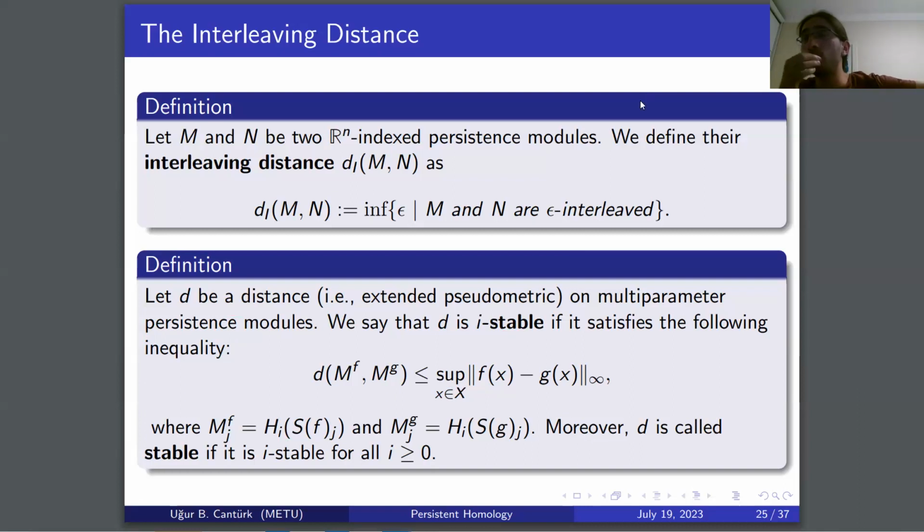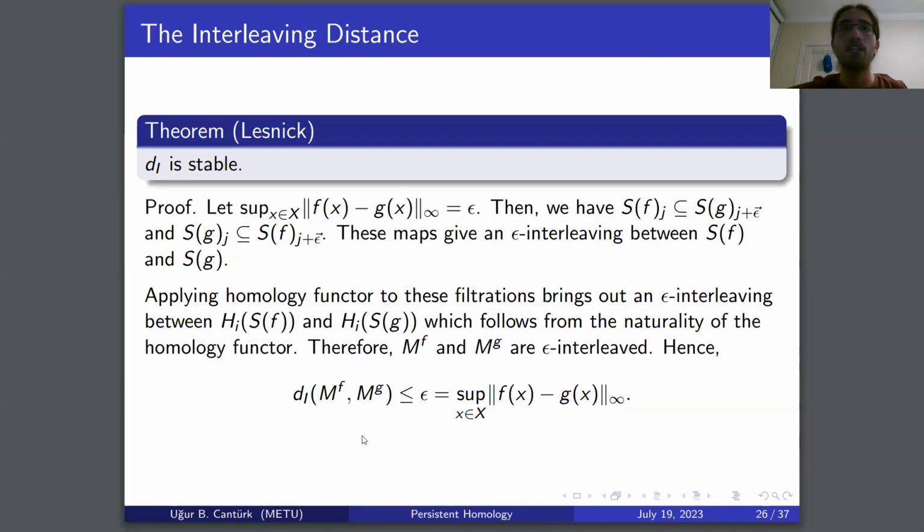Now, as an intuitive idea, we want our metrics, our distances, to be stable. This is something we want. And in this case, interleaving distance is stable, and we can show it like this. If you let the supremum in here, the L infinity norm, be epsilon, then your corresponding sublevel set filtrations will be epsilon-interleaved. That means S of f, the sublevel set filtration obtained from f, will be inside the sublevel set filtration of g with an epsilon shift, and similarly for the other.